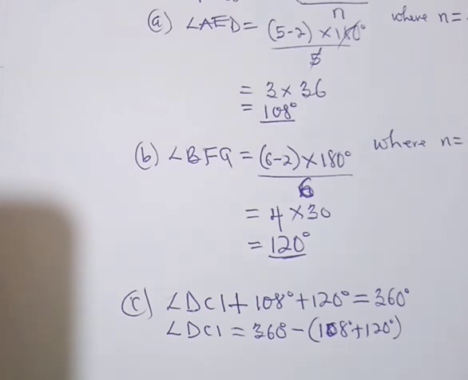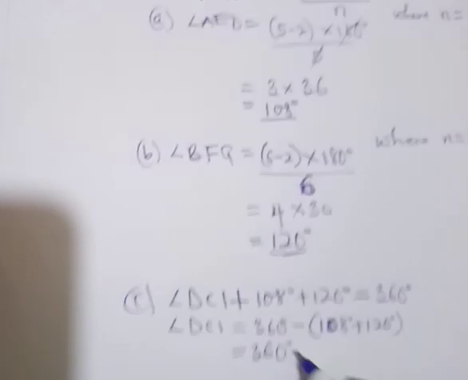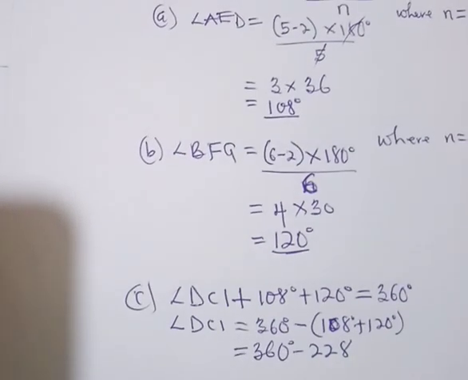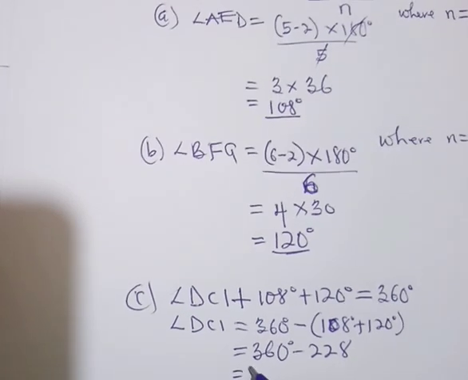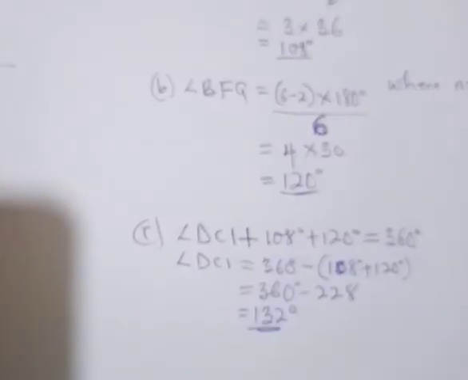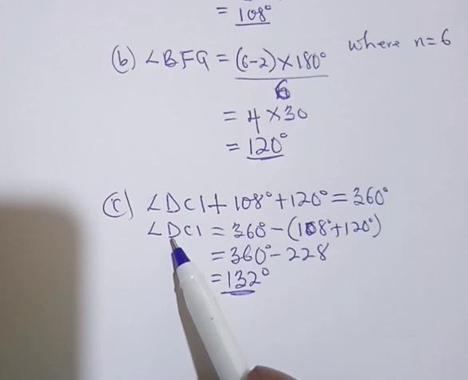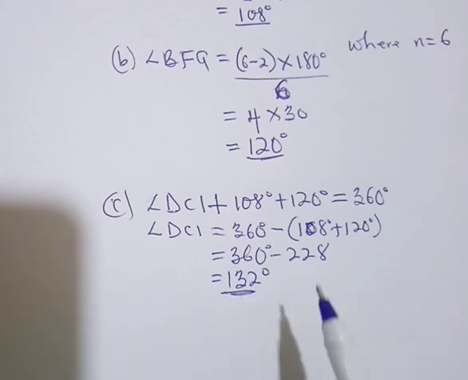So let's calculate. 108 degrees plus 120 will give us 228. So if we subtract from 360 degrees, then we are getting 132 degrees. So it means that our angle DCI is also 132 degrees. Easy, isn't it?